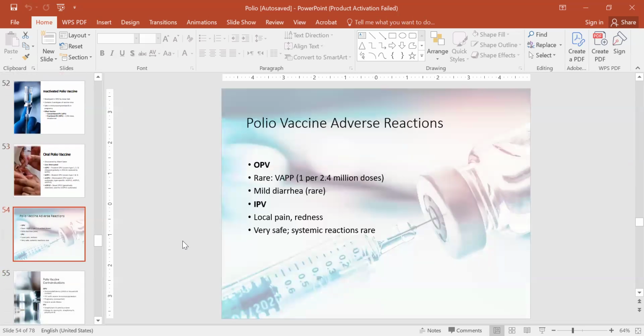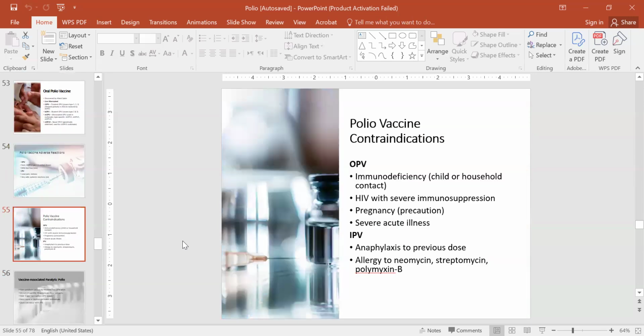The adverse reactions of OPV are rare. VAPP, we will go through it, may occur. Mild diarrhea is rare. In case of IPV, there is local pain and tenderness, otherwise systemic reactions are rare. The contraindications of polio vaccine in case of OPV are immunodeficiency, HIV with severe immunosuppression, pregnancy, and severe acute illness. In case of IPV, anaphylaxis to a previous dose or allergy to the included drugs like neomycin, streptomycin, polymyxin B.